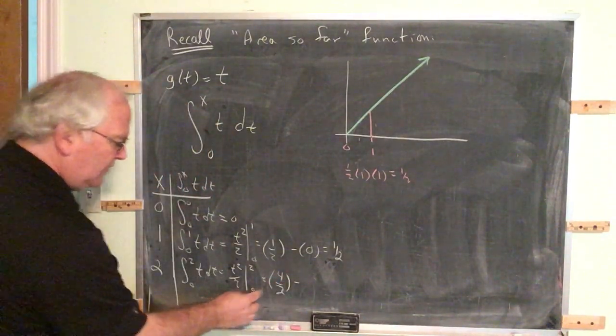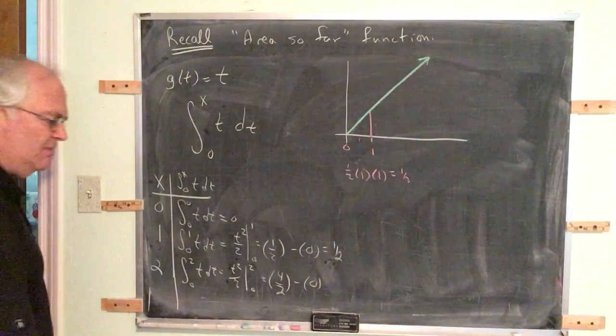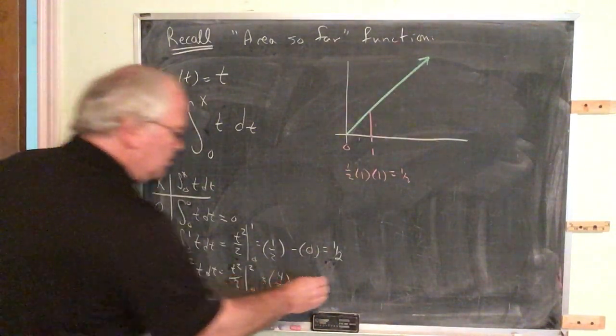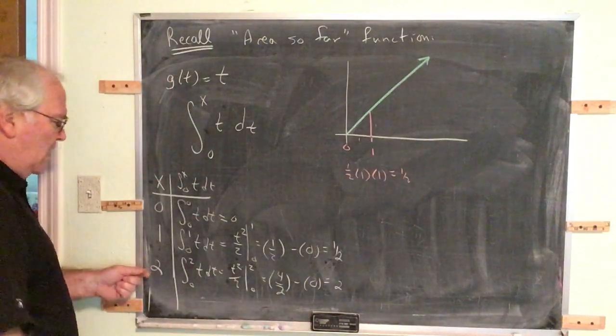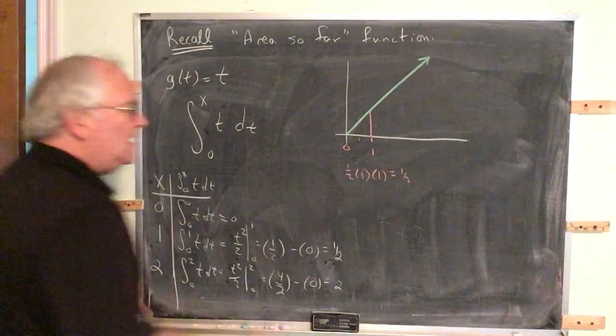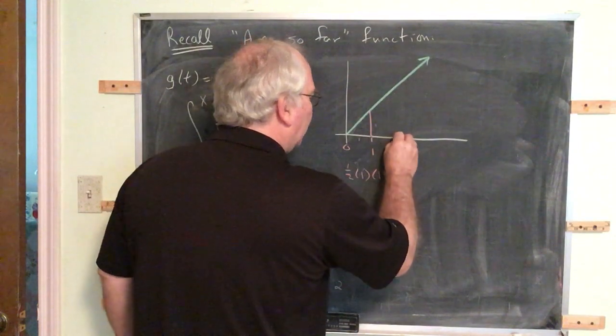Minus, evaluate at 0. Well, this is convenient. It's always going to be 0. Well, 4 over 2 is 2. Now, what does that correspond to? When x is equal to 2, that now corresponds to the area.